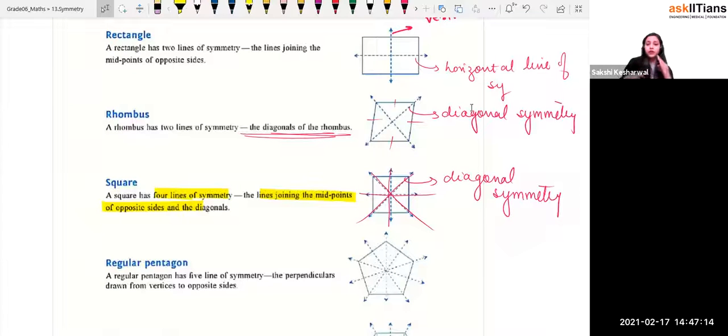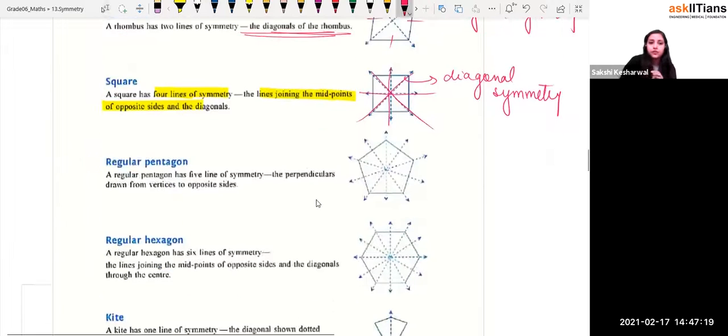Now let's talk about a regular pentagon. So a regular pentagon, how many lines of symmetry will it have? It will have five lines of symmetry, right? The lines are the perpendicular drawn from the vertices to the opposite side. So what do you mean by this? From here, you're going to drop a perpendicular. So this is the first, line L1, right? You drop the second, this is L2. Now this one is L3, and this one is L4, right? This is L5, this is line 5.